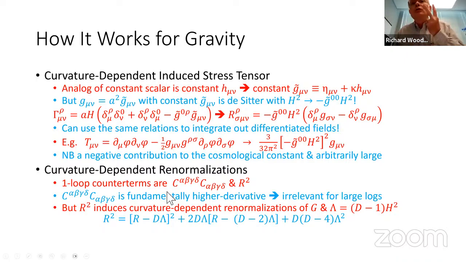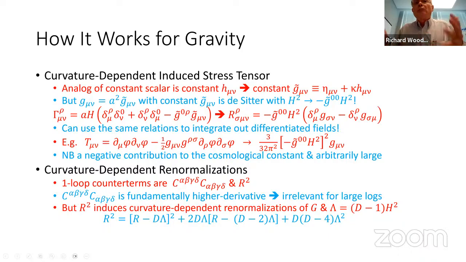So remember, there's two things that you want to do. You want to get a curvature-dependent induced stress tensor and a curvature-dependent renormalization, and I'll show you how to do each of them. So the analog of keeping the scalar constant is to keep the graviton field constant. That is, you can formally rescale the metric as usual. You write G mu nu is equal to a squared times G tilde mu nu, where G tilde is eta mu nu plus kappa H mu nu. And then again, the analog of keeping the scalar constant is to make H mu nu constant.